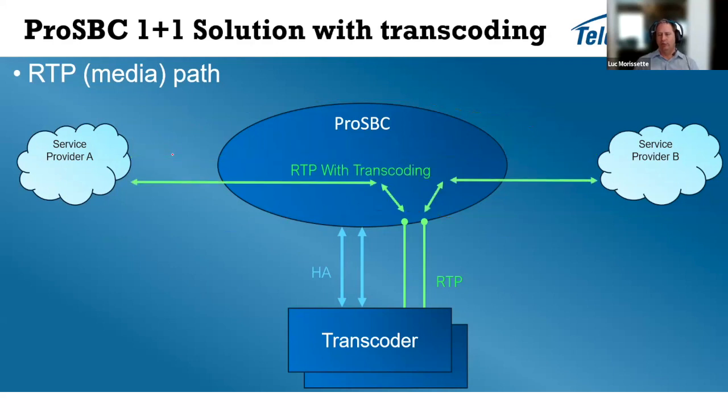If you need to do transcoding, that means on the SIP communication you can't find a vocoder that is compatible, it will then allocate some resources on the transcoding device so that your RTP will go through the transcoding device to the other end, and these can be different vocoding sessions. The control of the transcoding is done through this HA communication channel.